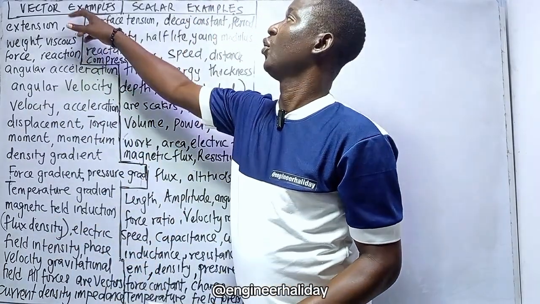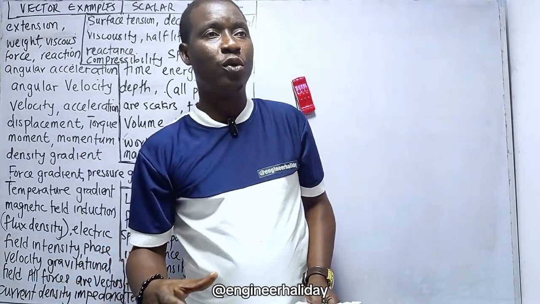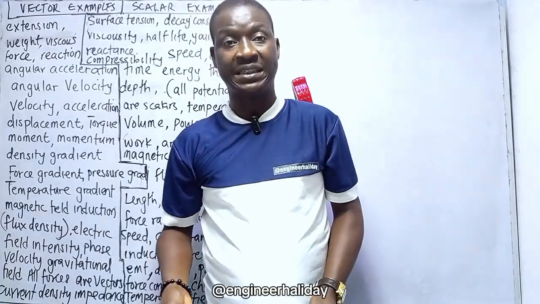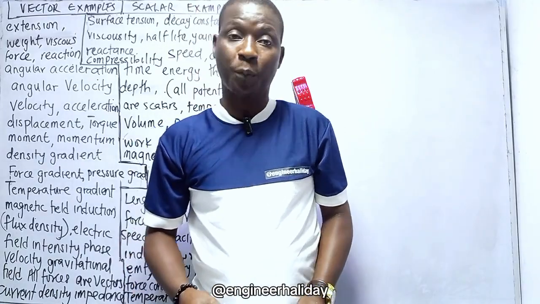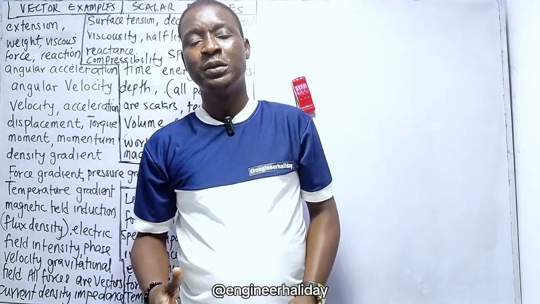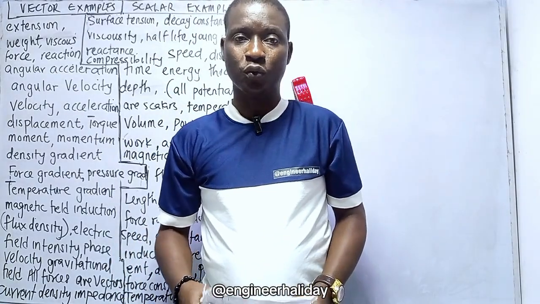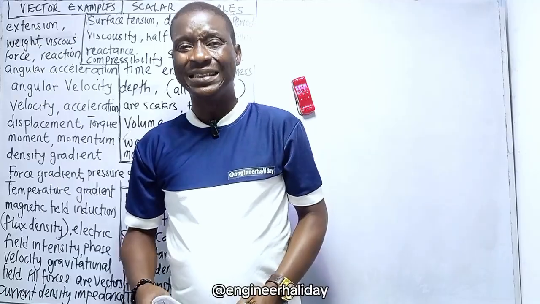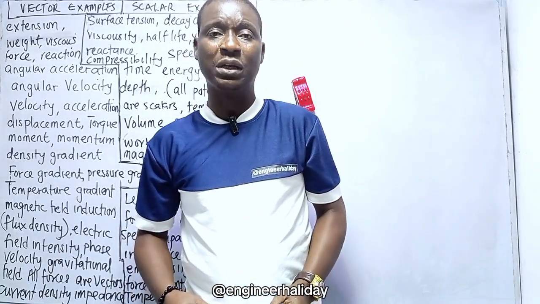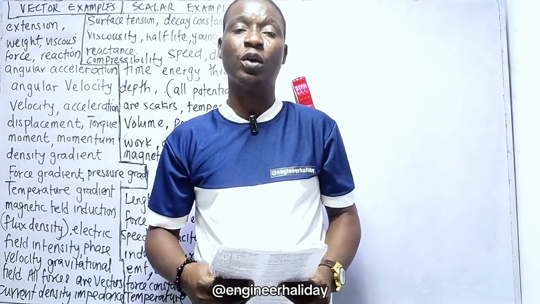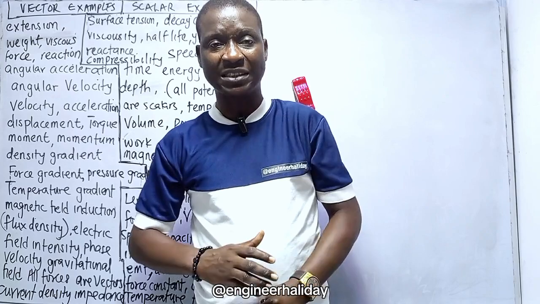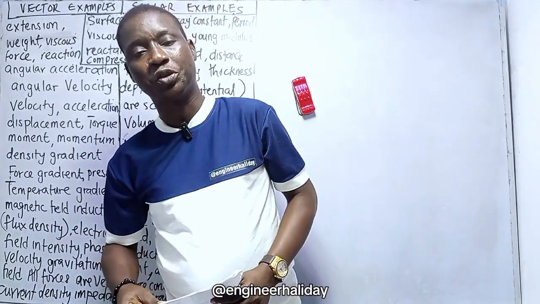We are discussing vectors and scalars. First of all, we need to understand what is vector and what is scalar. This is a common topic in physics. Now, vector is that which has magnitude and direction. So that means that a vector is a quantity. There are quantities that have magnitude and a specific direction. Then scalars are quantities that have just magnitude only with no direction.